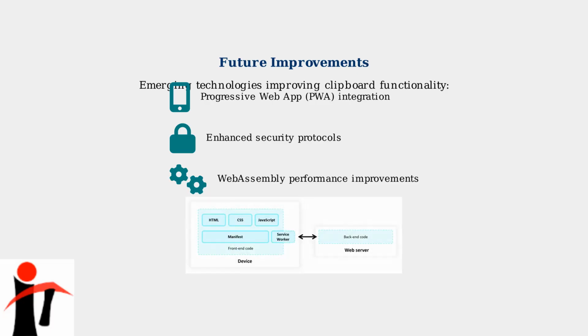This diagram illustrates the modern web application architecture that enables better clipboard integration between front-end and back-end components through service workers and improved APIs. These advanced fixes and prevention strategies provide comprehensive solutions for persistent WhatsApp web clipboard issues. Regular maintenance and staying updated with browser changes will ensure optimal functionality.